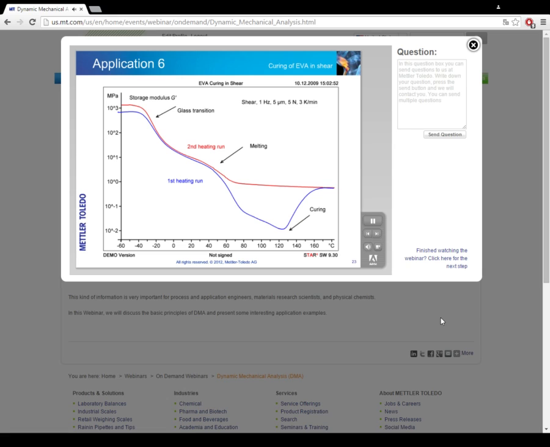The higher the value of G', the greater the cross-linking density. The first heating run shows the decrease in the modulus at the glass transition and on melting, and finally the curing reaction where the modulus increases. The same sample was then cooled and measured a second time. The second heating run shows the glass transition and melting, but no post-curing. The modulus reaches the same value as at the end of the first heating run.